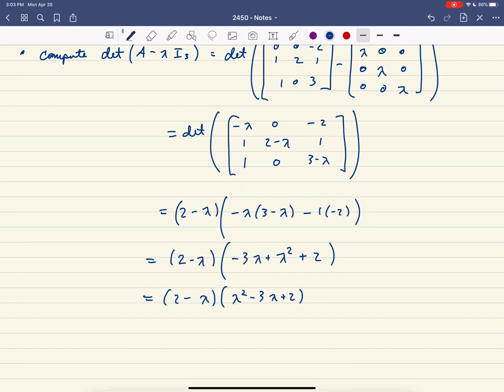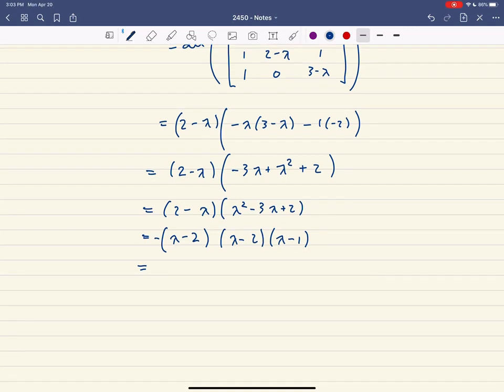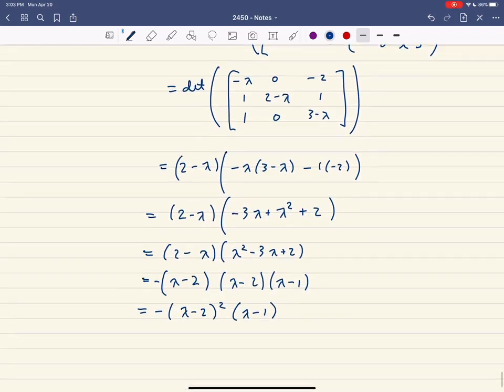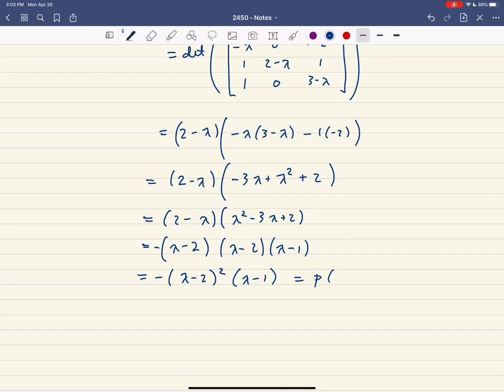Lambda squared minus 3 lambda plus 2 happens to be lambda minus 2 times lambda minus 1. And so what I can do with the first quantity, 2 minus lambda, is factor a negative out of that, and then switch the order, lambda minus 2. And this works out to be negative quantity lambda minus 2 squared, times lambda minus 1. That's our characteristic polynomial, p of lambda. So of course, if p of lambda is equal to 0, our eigenvalues are going to be 2 and 1.